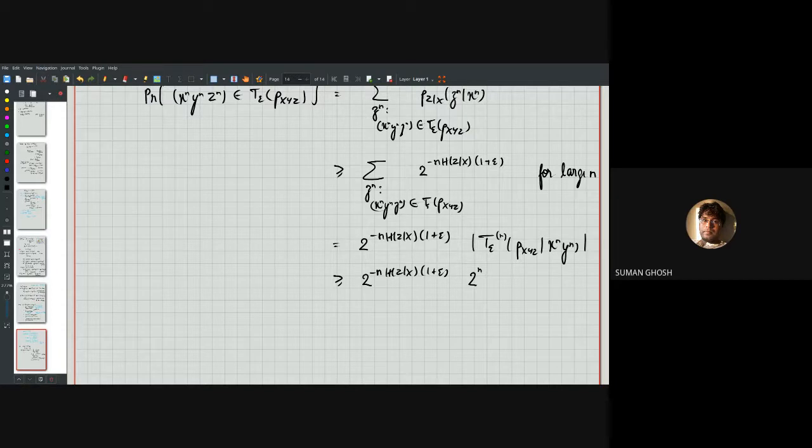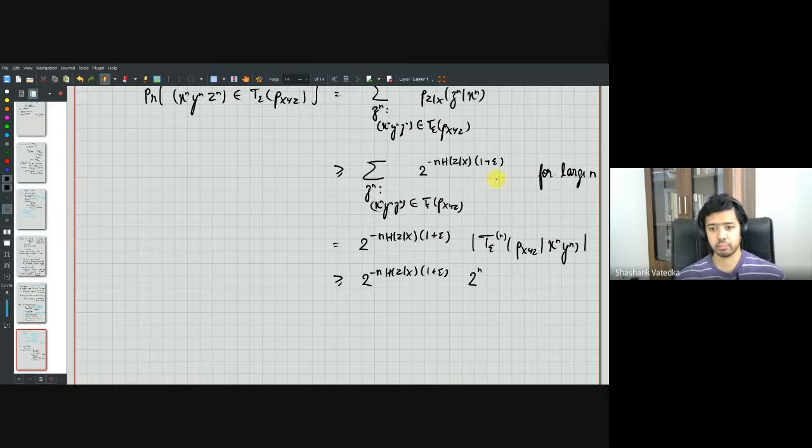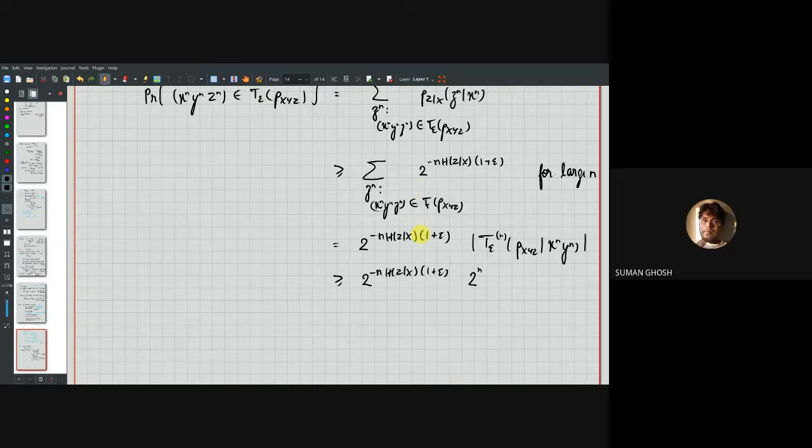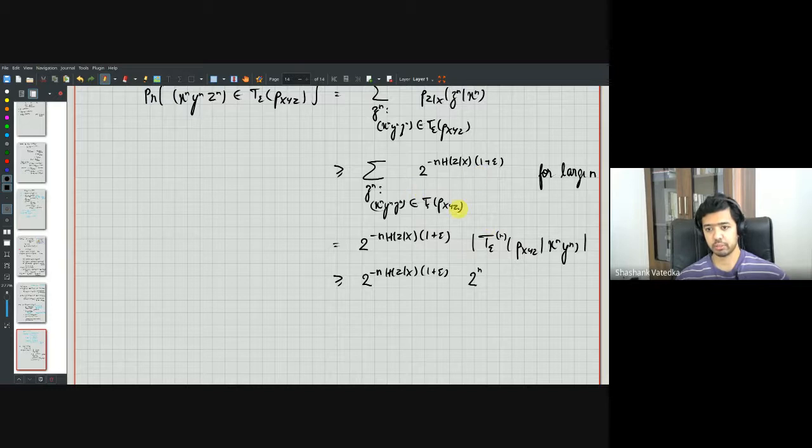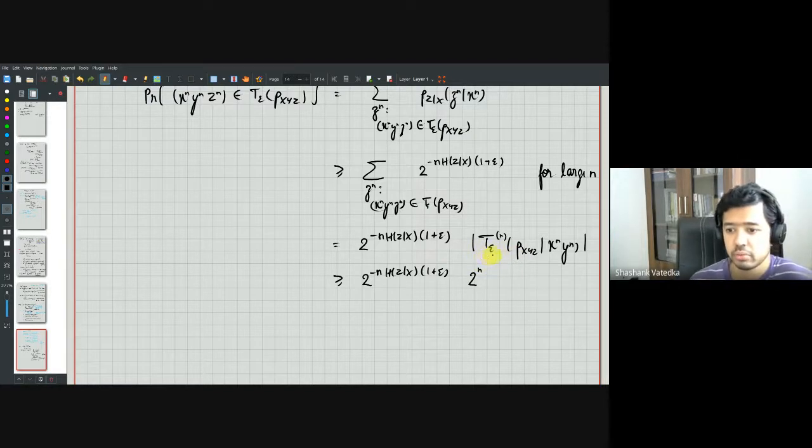Sir, I couldn't understand the typical set, like what is written in the previous line. Can you please explain once? Okay. So which step? How we got from this step to this step? The cardinality of the typical set, how we got this? Correct.